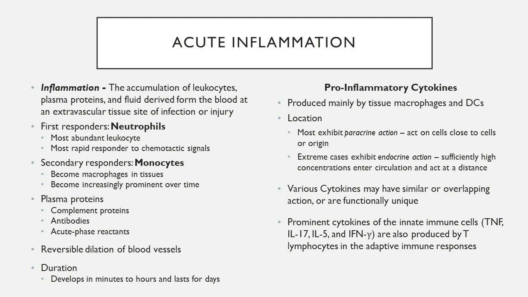Now, prominent cytokines of the innate immune cells like TNF, IL-17, IL-5, and IFN-gamma, in fact, I think we're going to be talking about all of these in subsequent slides, are also produced by T lymphocytes of the adaptive immune system. So it's not just acute inflammatory cytokines, they could also be adaptive immune cytokines as well.